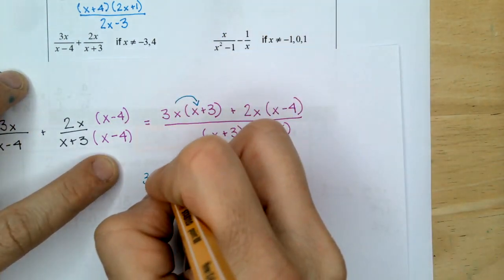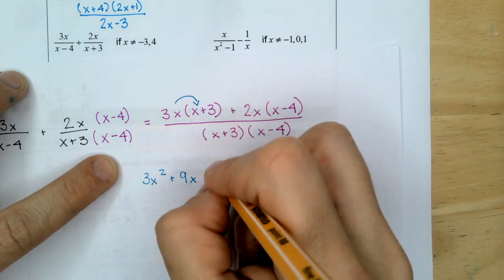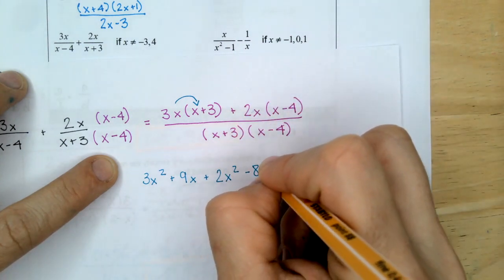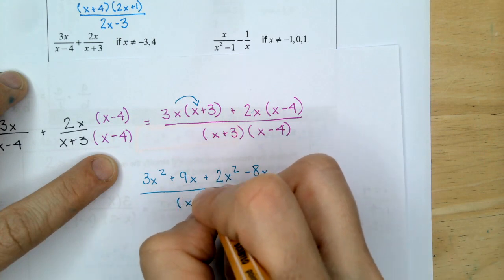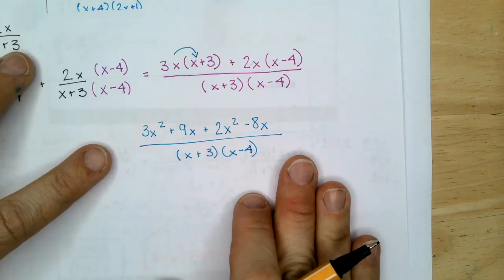3x times the 3 becomes 9x. 2x times x is 2x squared. 2x times a negative 4 is a negative 8x, divided by that same x plus 3, x minus 4. It says leave it in factored form, so I'm not going to change the bottom.